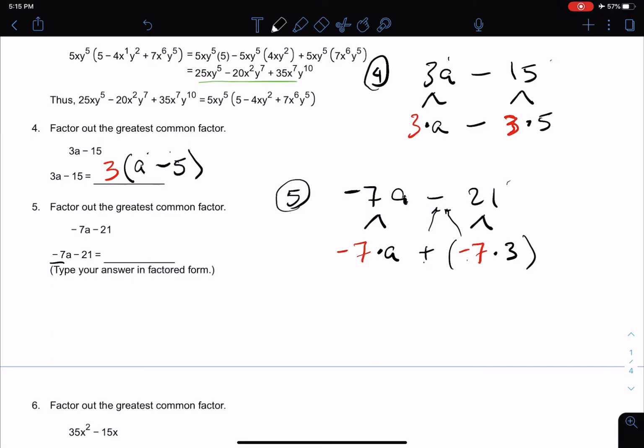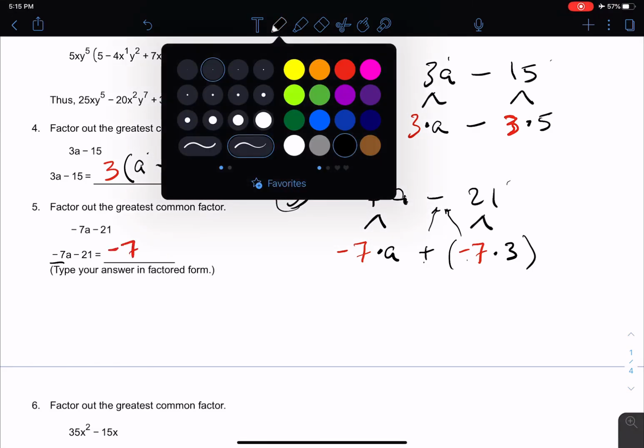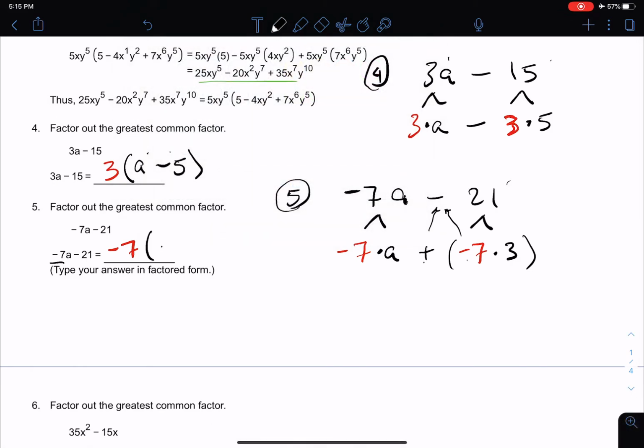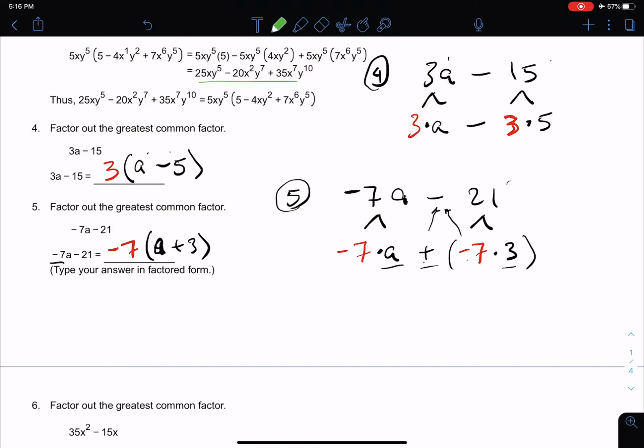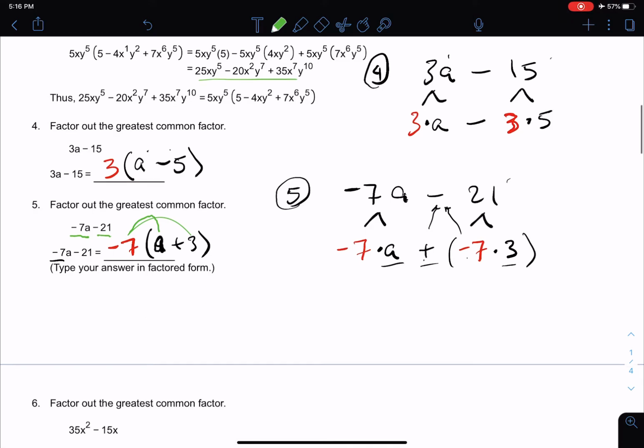So our greatest common factor, since we decided to factor out the negative 7, which does make it slightly more complicated, gives us a binomial of a, what's left? A plus 3. And factoring out a negative is always a little bit disturbing in some ways with the signs. So you could always check it quickly by using the distributive property. What is negative 7 times a? Negative 7a. So far, so good. What is negative 7 times 3? Negative 21. Perfect. It is the same thing, so I know I factored it out correctly.